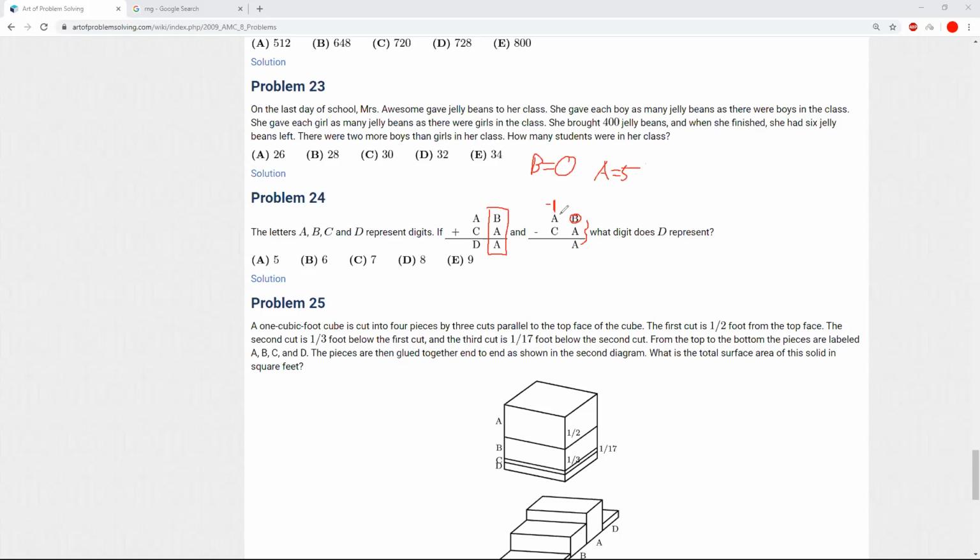And then slowly and surely, we can just deduce every single number here. Because from 50 minus CA is equal to 5, we know C is equal to 4. And then from C is equal to 4 here, and A is equal to 5, we deduce that D is equal to 9.